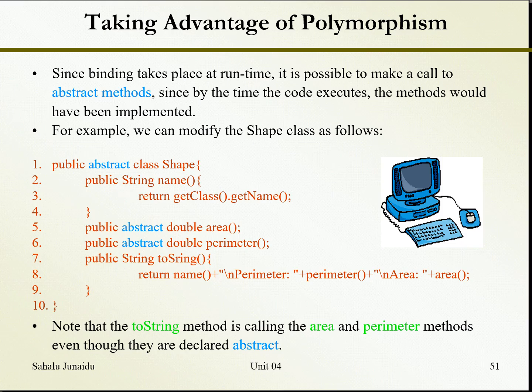If it is early binding, that means this will be associated with this, and this is not complete. It's abstract. We don't know what that perimeter is. So if we don't know the perimeter and we are trying to associate a call to an unknown something, that will lead to an error. But if it is late binding, that is, at running time, by then the subclasses that extend the shape and implement the abstract methods, area and perimeter, exist, and at that point in time the association can be established, and there will be no error.